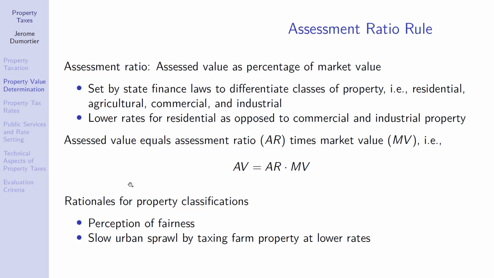And the assessed value would simply be taking the market value. For example, think about the value we had before of $1.4 million. Then if the assessment ratio is at, say, 0.9, then the assessed value would be 0.9 times the $1.4 million. Now, the reason why we have different assessment ratios is that there's a perception of fairness, also in terms of how much can people or various entities afford. And it is also a way to, for example, slow urban sprawl if you're taxing agricultural land at a lower rate than you would residential properties.